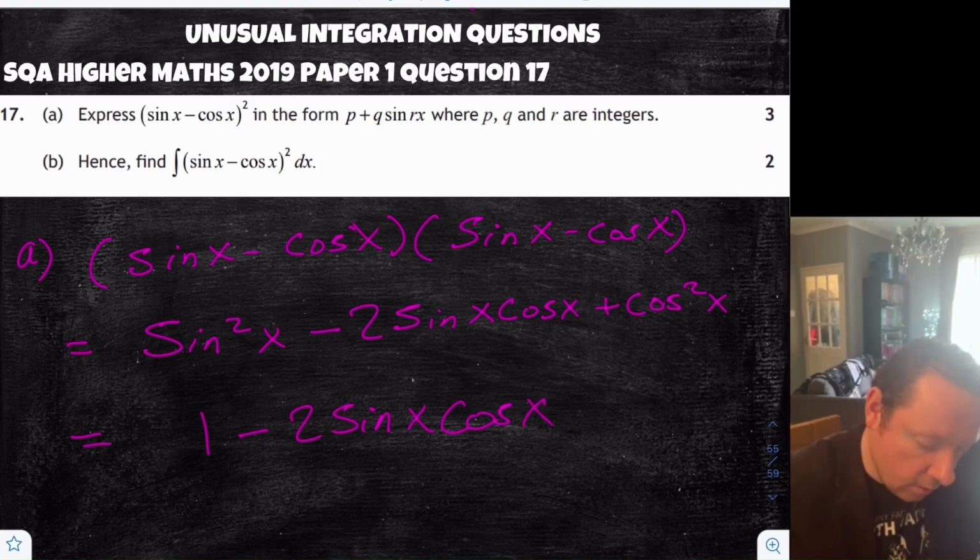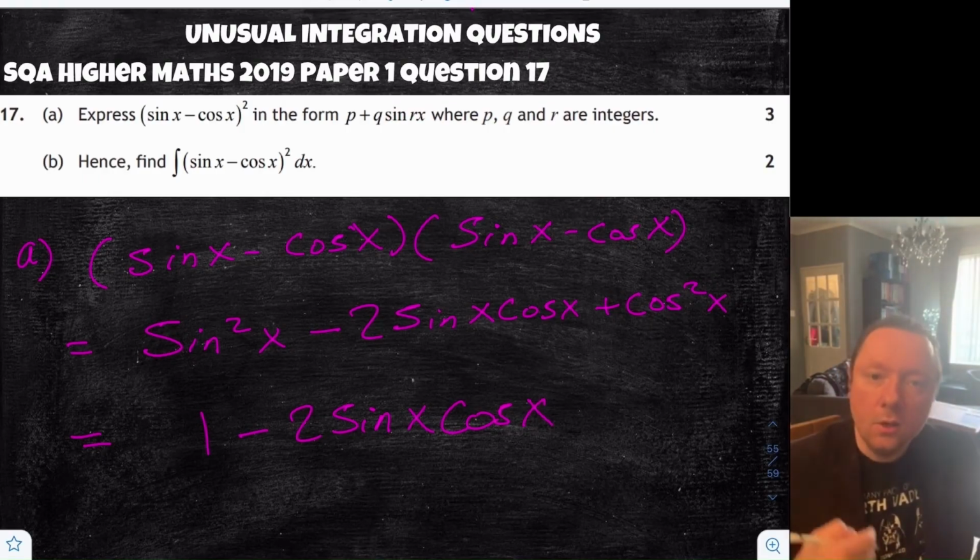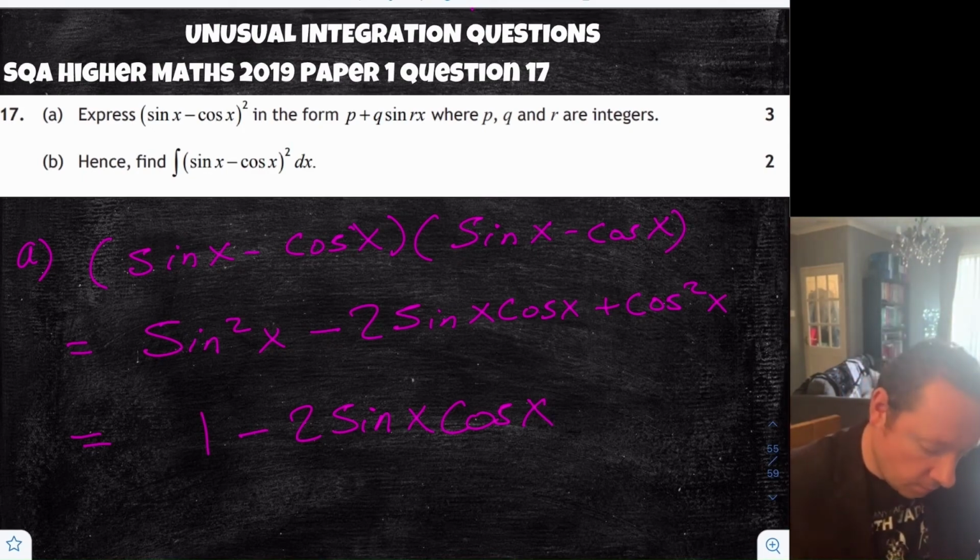We're almost there. There's no cos in this at all. But look at the start of the exam paper. Sin 2x is 2 sin x cos x. So that is equal to 1 minus sin 2x. Have we got it in that form? Well, p is 1, q is just minus 1, and r is just 2. So yeah, we're done.